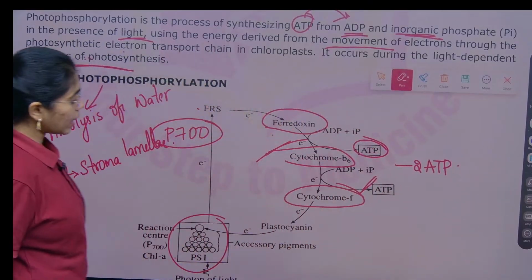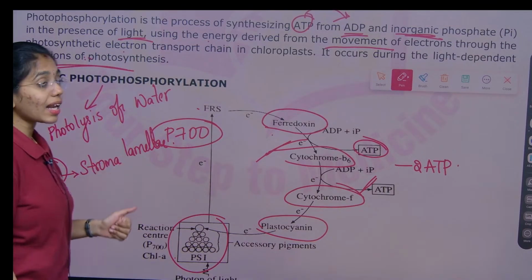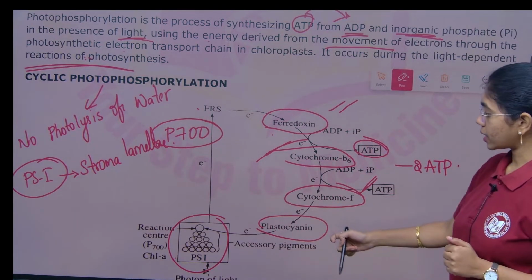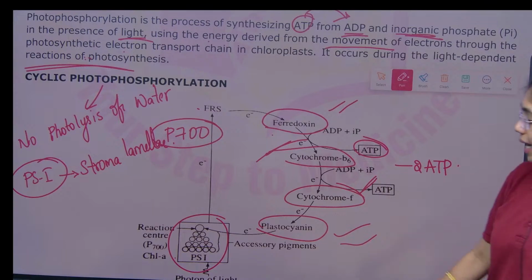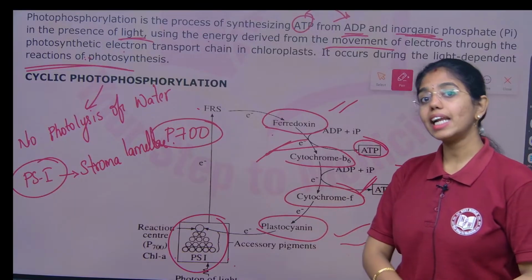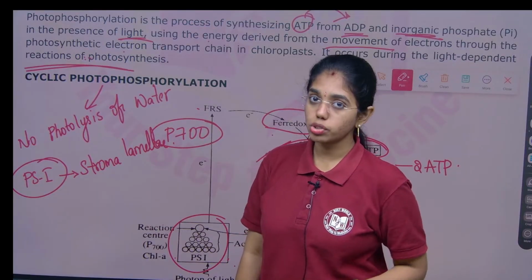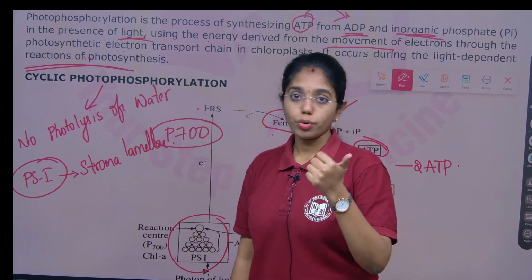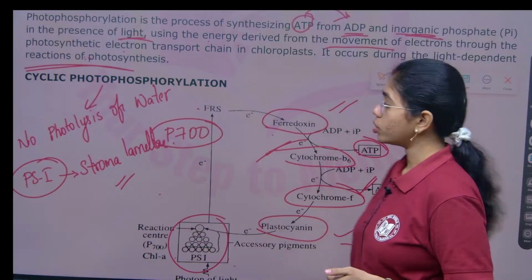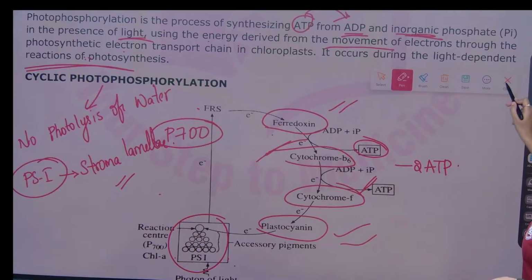Fine, right? And then the ultimate electron acceptor over here is plastocyanin. The first electron acceptor of cyclic photophosphorylation is ferredoxin, and the ultimate electron acceptor is plastocyanin, where the electrons are again submitted to photosystem 1. This is the cyclic chain. Here what are the highlights that you have to mention? That there is no photolysis of water, because only PS1 is involved. And where is PS1 situated? In the stroma lamellae. This is cyclic photophosphorylation. Clear, right?